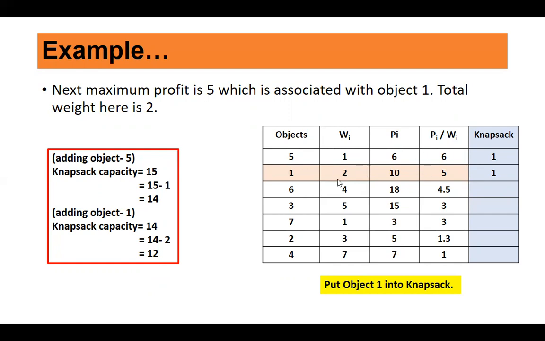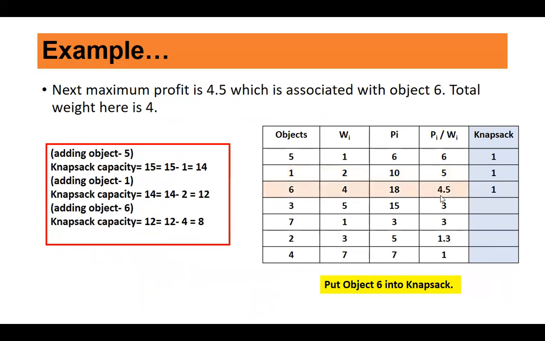Profit is 5, weight is 2. As you put it into the sack, the capacity was 14. Now it becomes 12, right? You put object 1 into the sack. And here we are marking that we are putting the whole of object 5, and we are putting the whole of object 1 also into the sack.